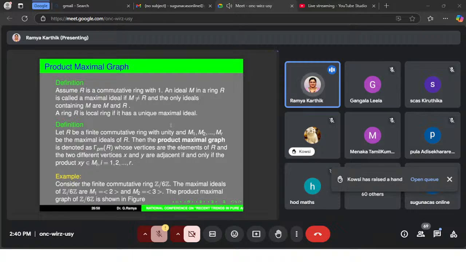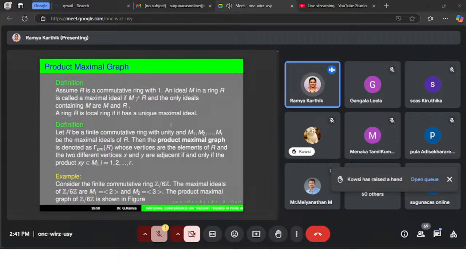Okay, so now we define our new graph, the product maximal graph. Here, R is a finite commutative ring with unity, and you have to consider the maximal ideals M1 to Mr. The set of all vertices in a product maximal graph is all the elements in R. Two vertices X and Y are adjacent if and only if their product belongs to a maximal ideal. So this is called the product maximal graph.